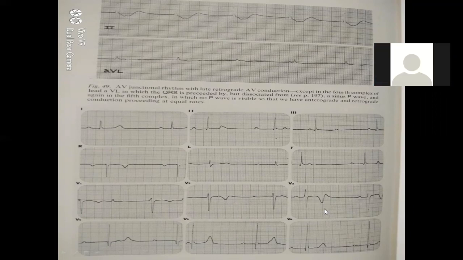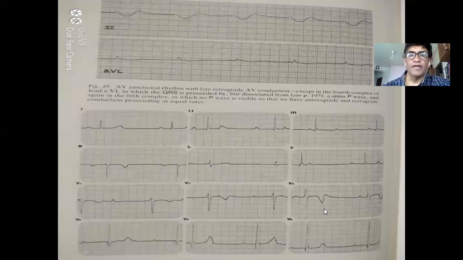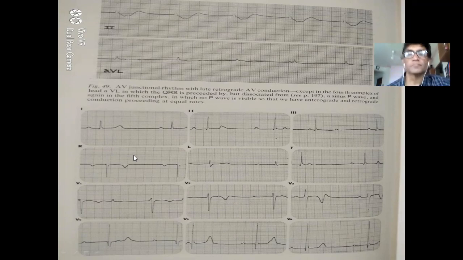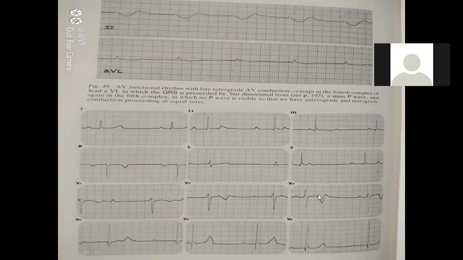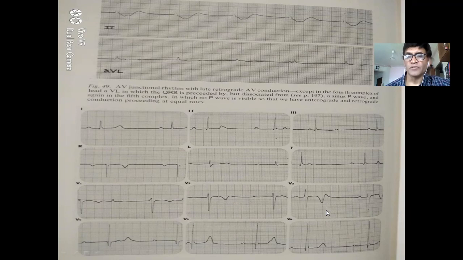Downward deflections are abnormal, except in aVR. Can you repeat? Yes. Downward deflection, inverted T, deep Q, ST depression are all abnormal ECGs. Can we stop here now? Any questions?